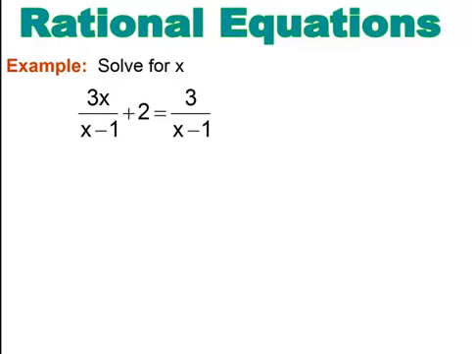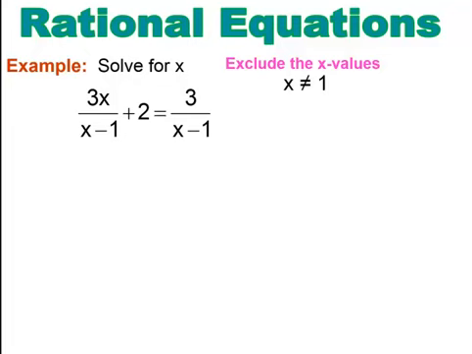This next example, you see that I have a rational equation, but in the denominator I have an expression, and that expression is x minus 1. Now the first thing I want to do is find the value of x that would create a 0 in the denominator. And to do that, you would take x minus 1 and set it equal to 0 and solve for x. So you would end up finding that x cannot equal positive 1.